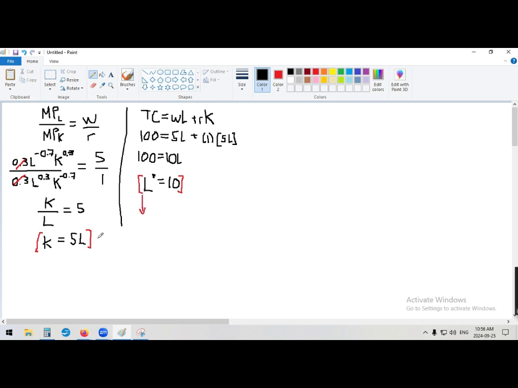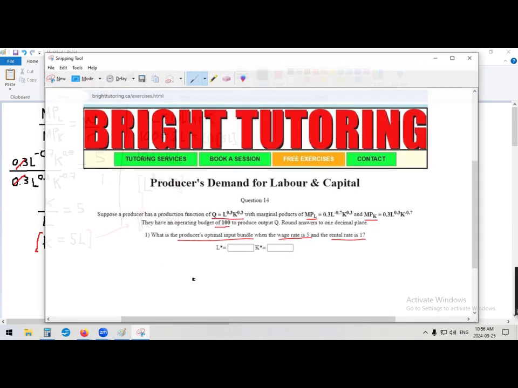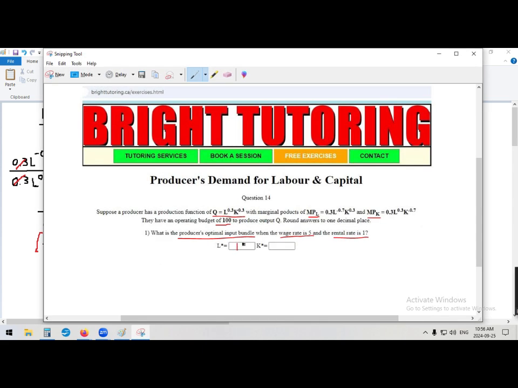So we take that and plug it back into this equation. If your labor is 10, capital is 5 times that, so your optimal capital K star is going to be 50. So going back to the question here, we have 10 for labor and we have 50 for capital. And that's how you do that question.